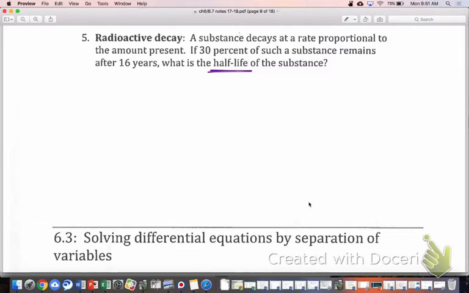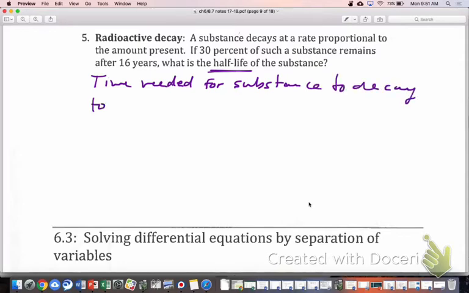How long it takes for the substance to decay to half its original mass. Okay, good. So he said how long, so what kind of unit would go with half-life? It's a time unit, yeah, like minutes, years, hours, seconds, whatever. I'll write it out here. It is the time needed for the substance to decay to half of its original amount.